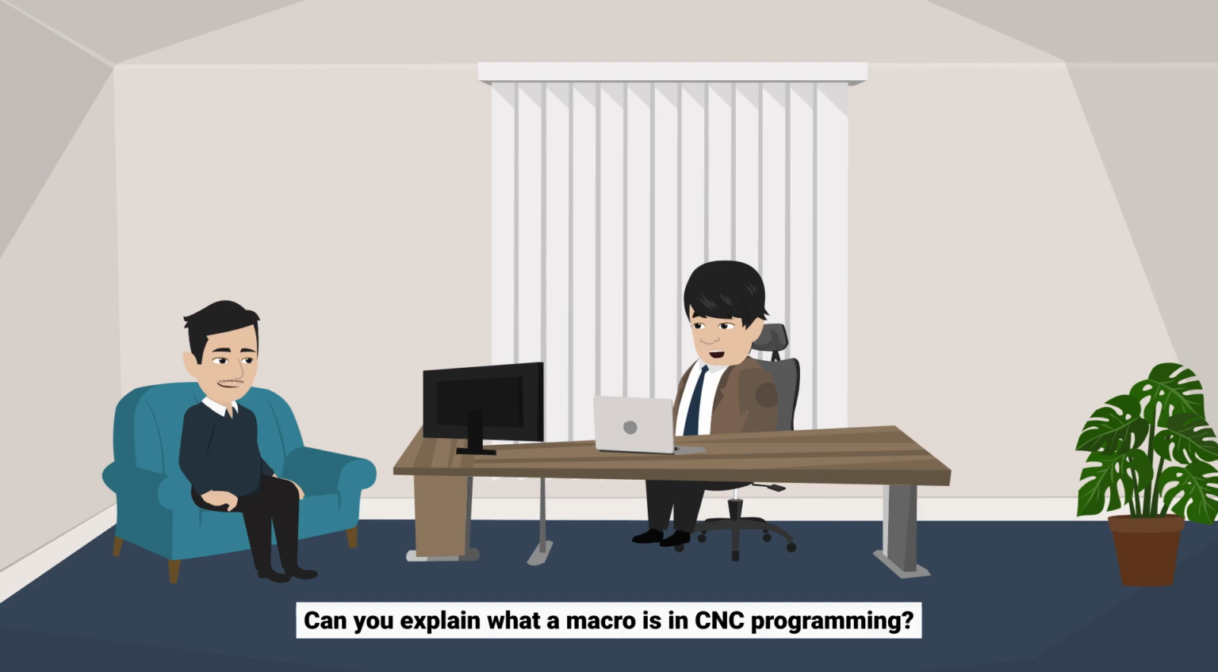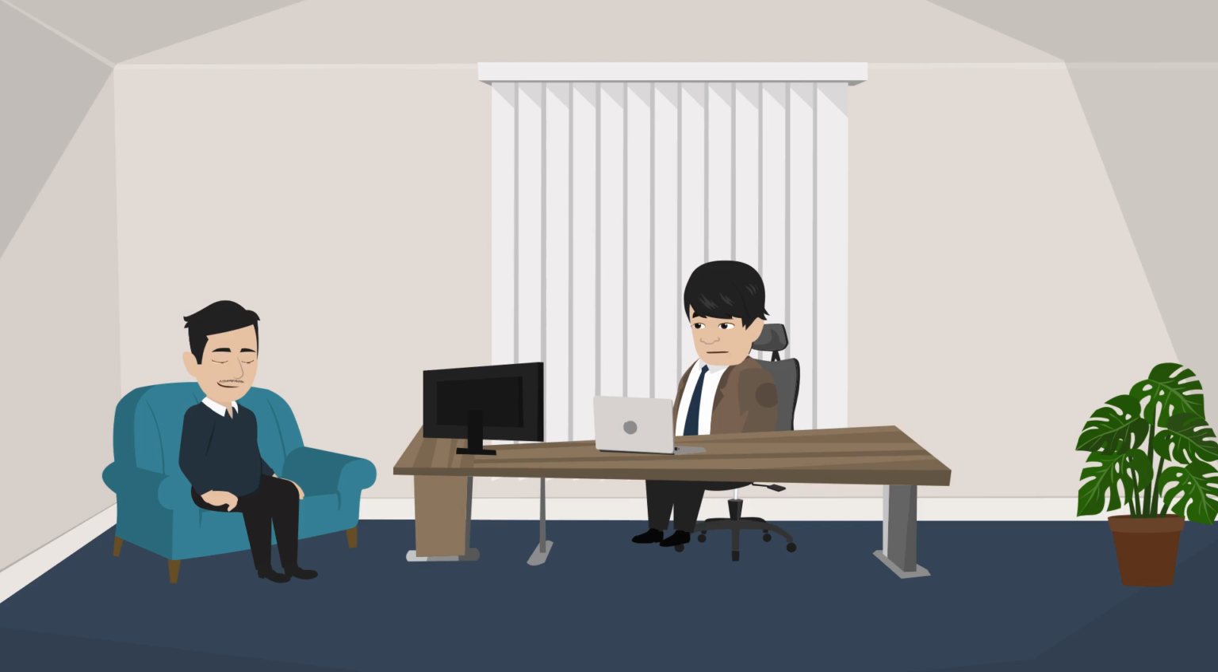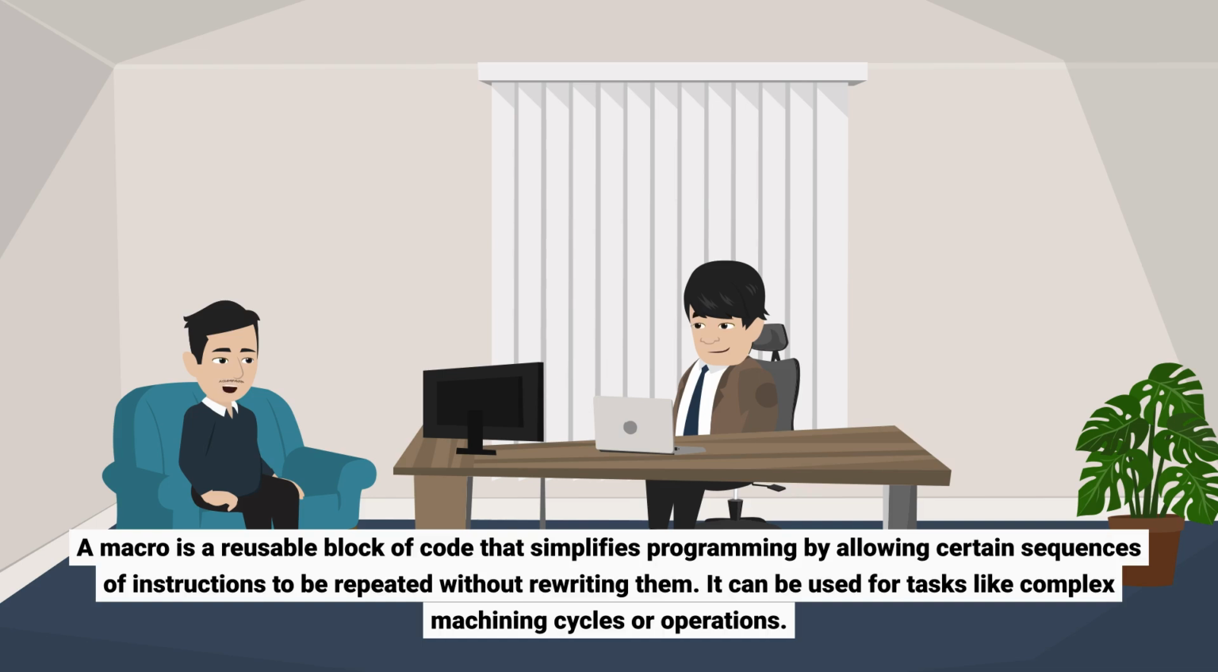Can you explain what a macro is in CNC programming? A macro is a reusable block of code that simplifies programming by allowing certain sequences of instructions to be repeated without rewriting them. It can be used for tasks like complex machining cycles or operations.